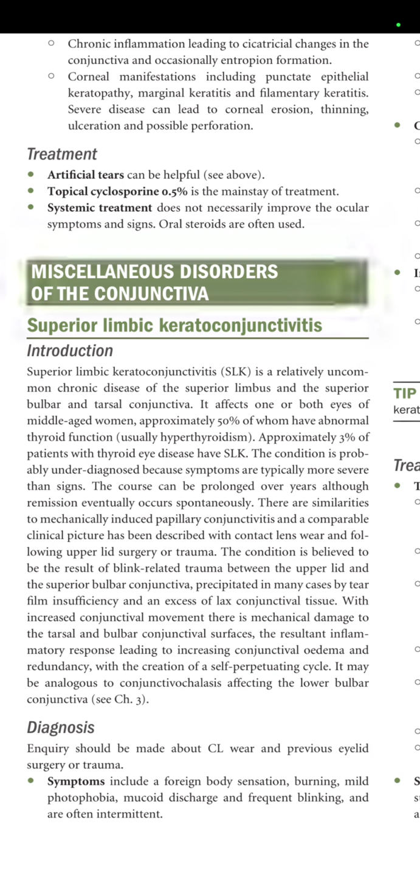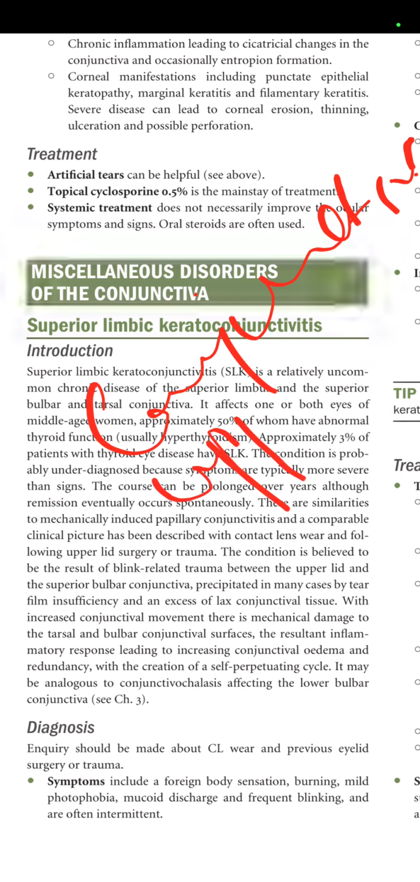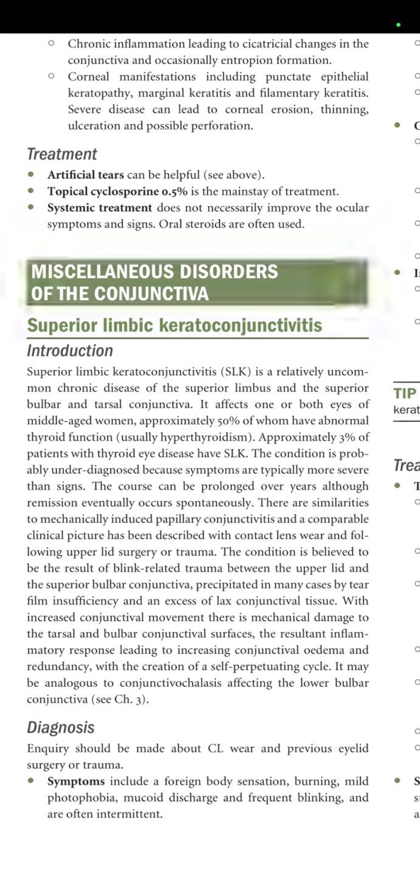The condition is believed to be the result of blink-related trauma between the upper lid and the superior bulbar conjunctiva, precipitated in many cases by tear film insufficiency and an excess of lax conjunctival tissue. So what is the pathophysiology of it? The conjunctiva is somewhat lax and loose, and blinking is a trauma, the upper lid is heavy, so it causes trauma to the conjunctiva. That is why SLK happens.